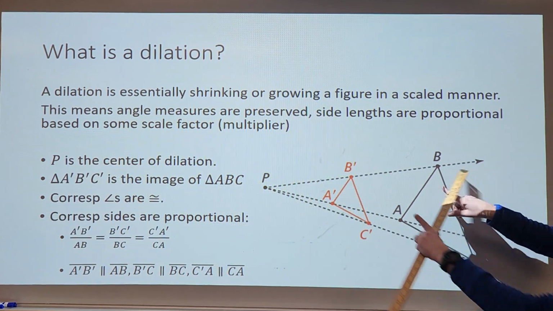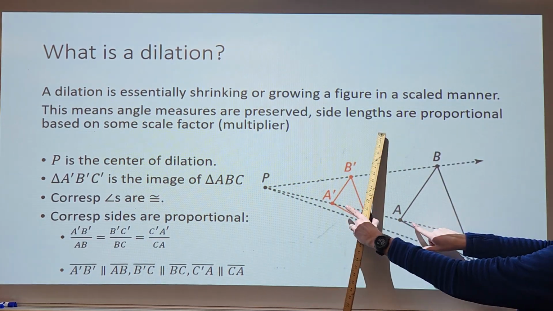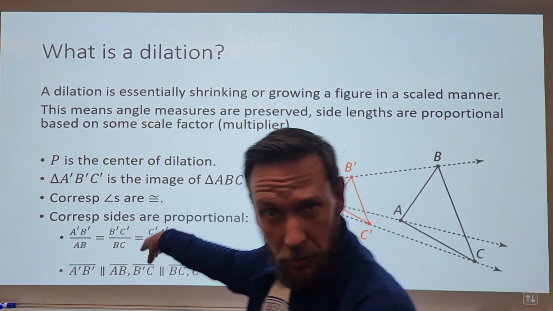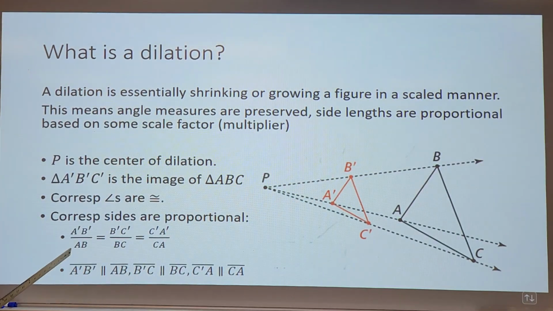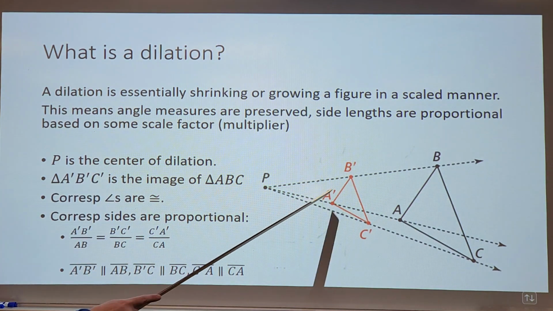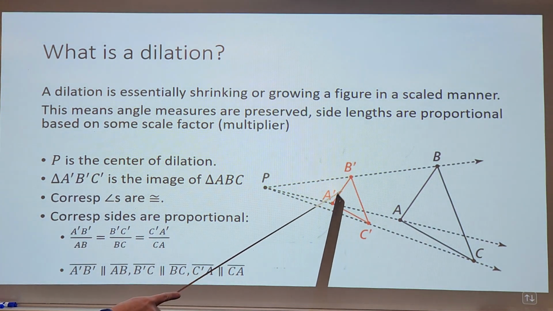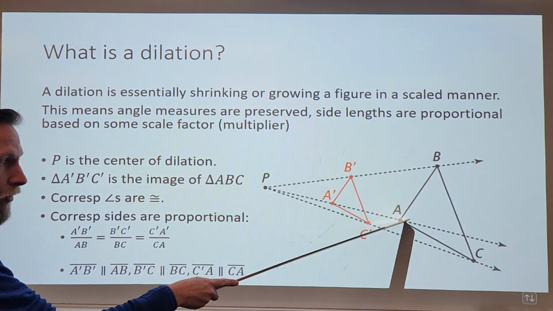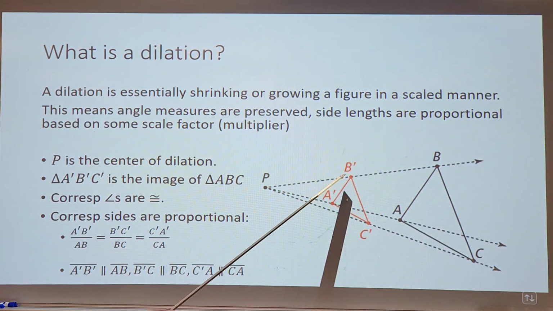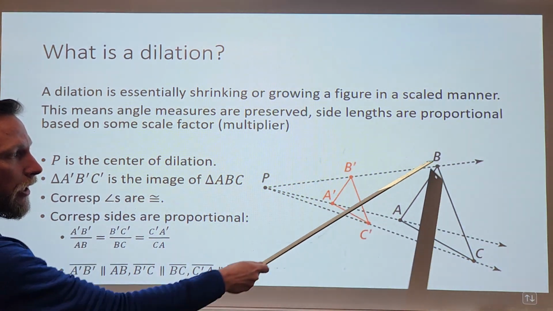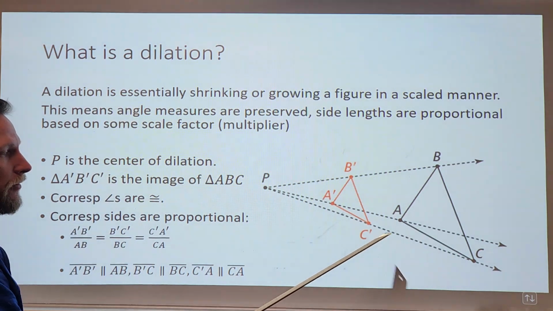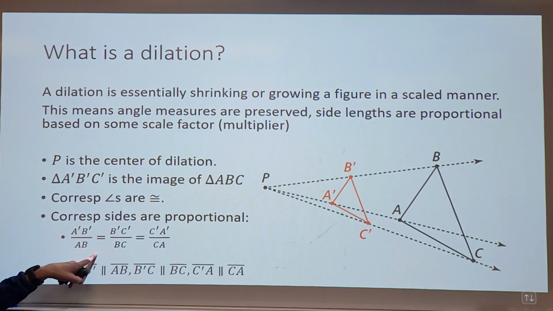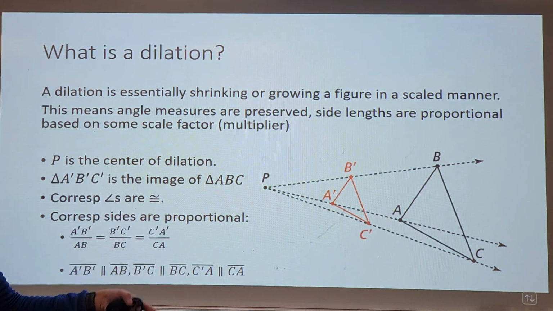Our corresponding angles are going to be congruent, so the angles at B are going to be the same, at A and A prime, at C and C prime are going to be the same, but also, and more importantly, this is going to be our focus in this lesson, is that our sides are proportional. All right, so the length of the new side A prime B prime divided by the length of the original AB is going to be the same fraction as B prime C prime to BC, and A prime C prime to AC. So those relationships, this is kind of the key to this unit, is understanding that our sides are going to be proportional.